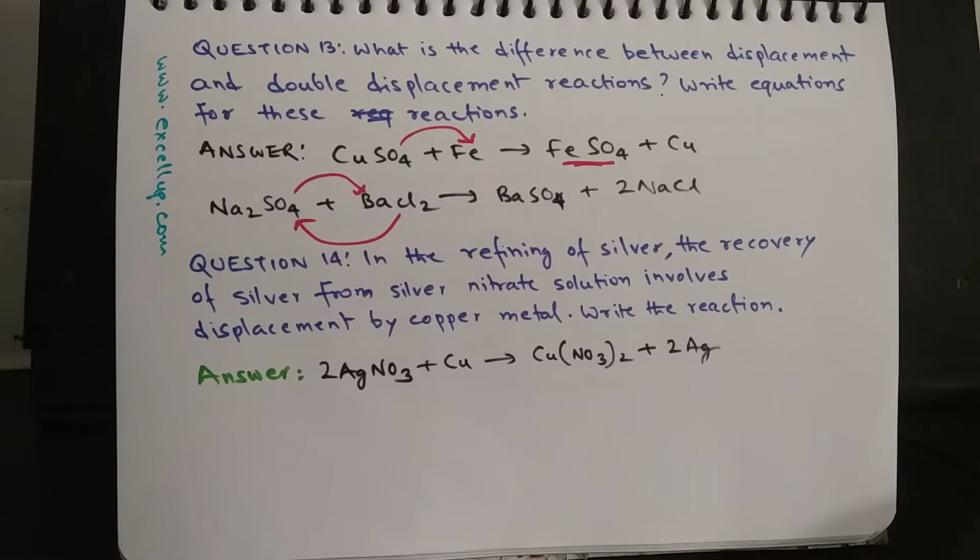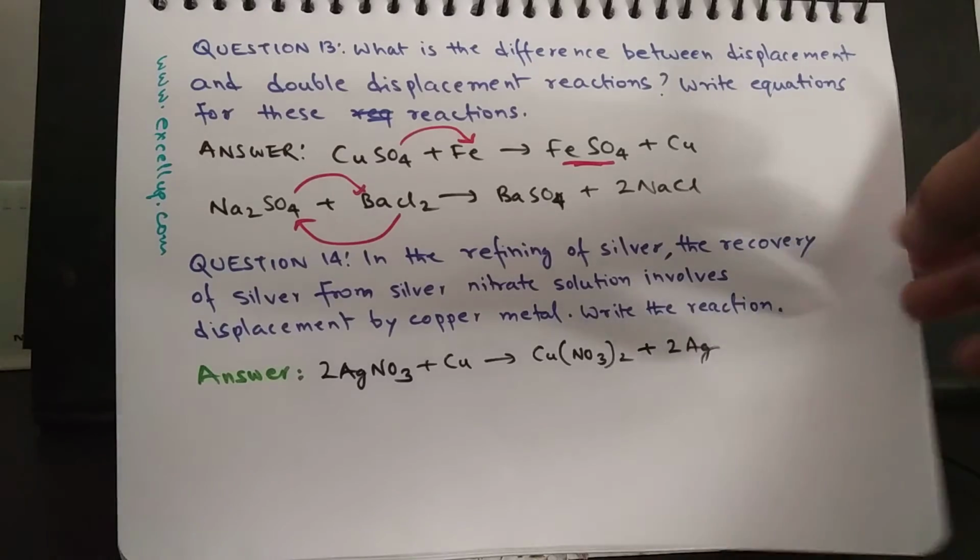Question number 14. In the refining of silver, the recovery of silver from silver nitrate solution involves displacement by copper metal. Write the reaction. So you have to just write the reaction. Silver nitrate is AgNO3 and here is copper. So the equation is 2AgNO3 plus Cu is equal to Cu(NO3)2 plus 2Ag. Now copper is displacing silver from the silver nitrate salt, and thus silver is getting freed up.